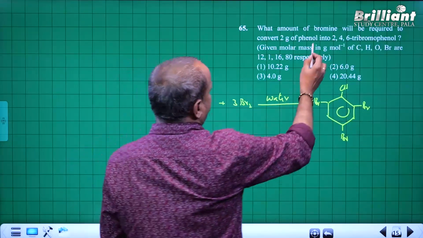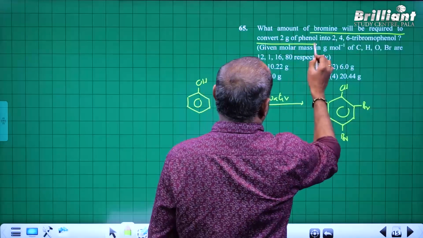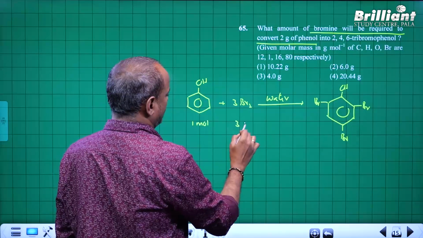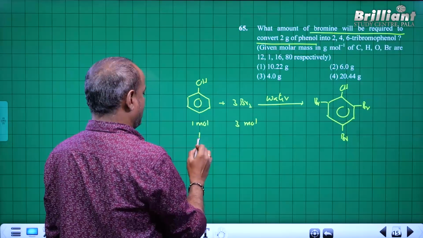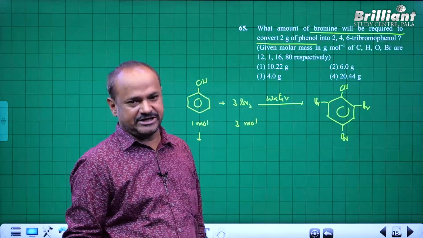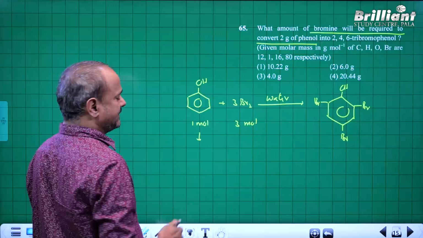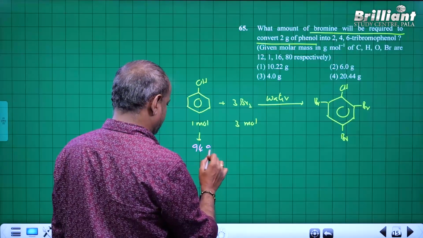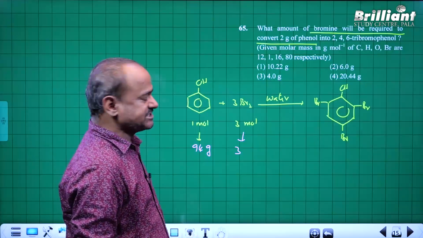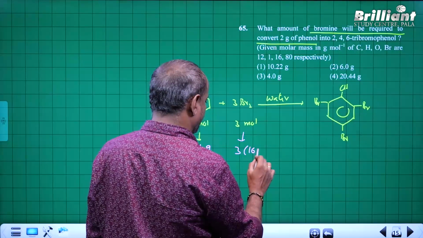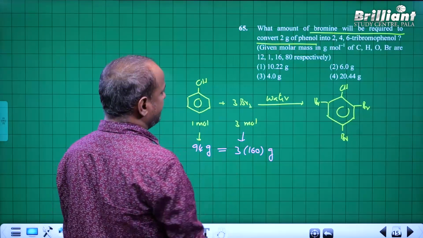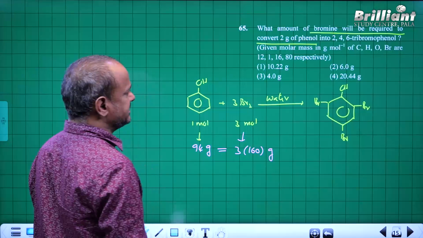What is the amount of bromine requirement with phenol? Stoichiometry: 1 mole phenol reacts with 3 mole bromine. 1 mole mass of phenol, 78 plus 16, 88 plus 6, 94 grams. 3 mole bromine, 3 into 1 bromine, 160 grams. So 94 grams is equal to 3 into 160 grams.